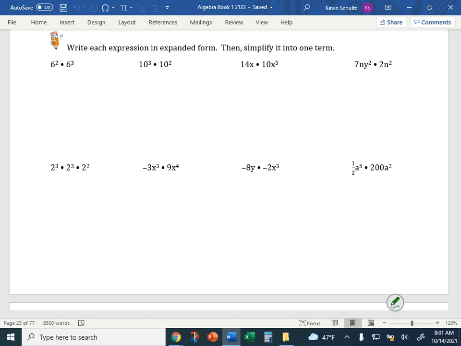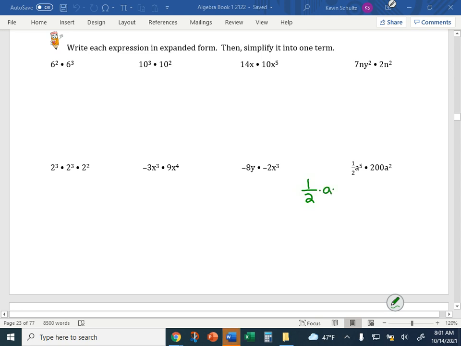What one would you like to see? What do you want to do together here, Claire? The last one. I'll be happy to clarify that one for you. So 1/2 a to the 5th times 200a squared. First of all, let's write this in expanded form.